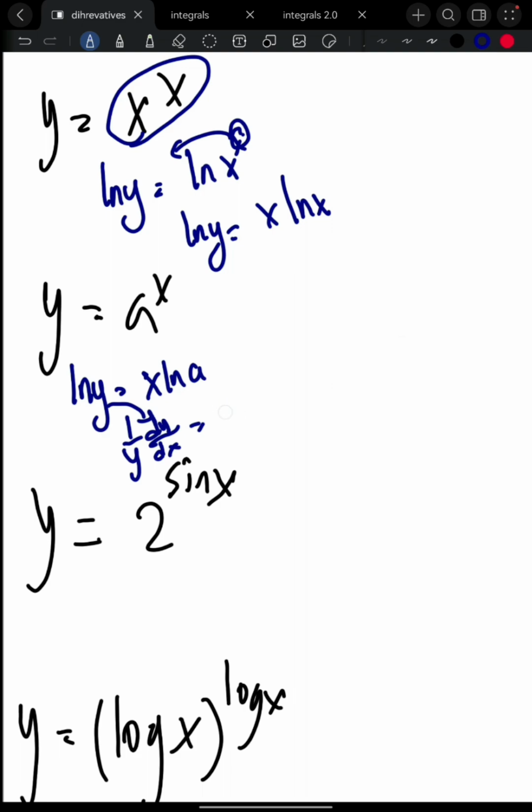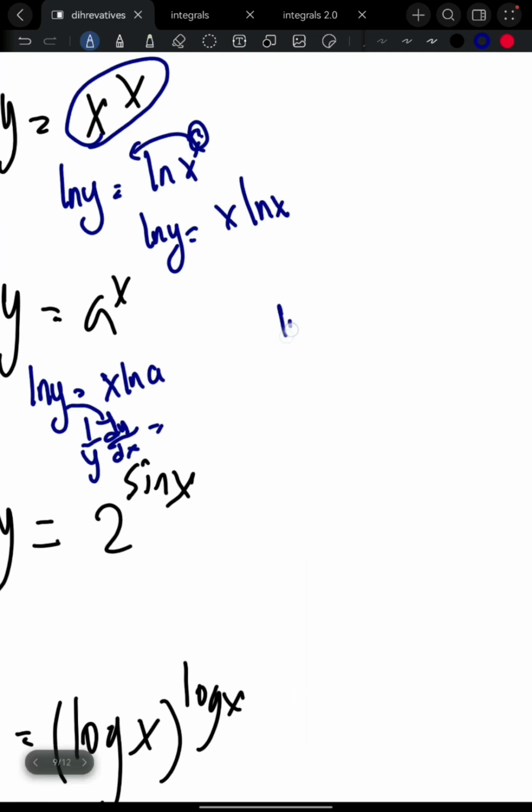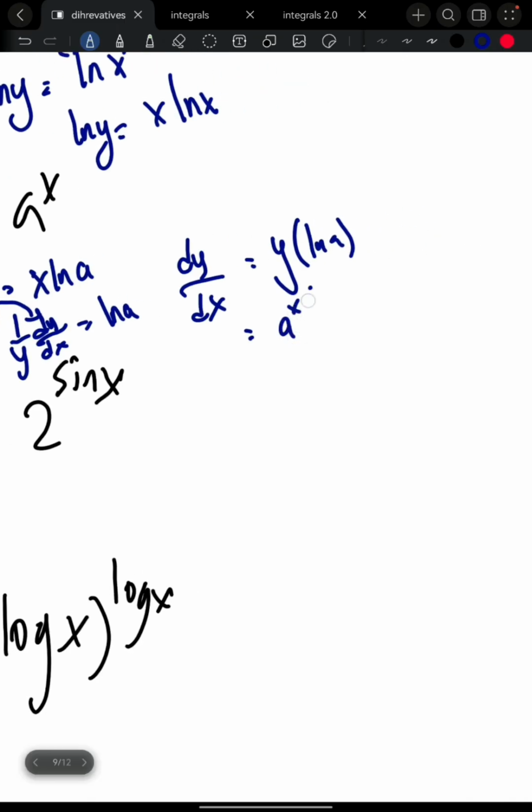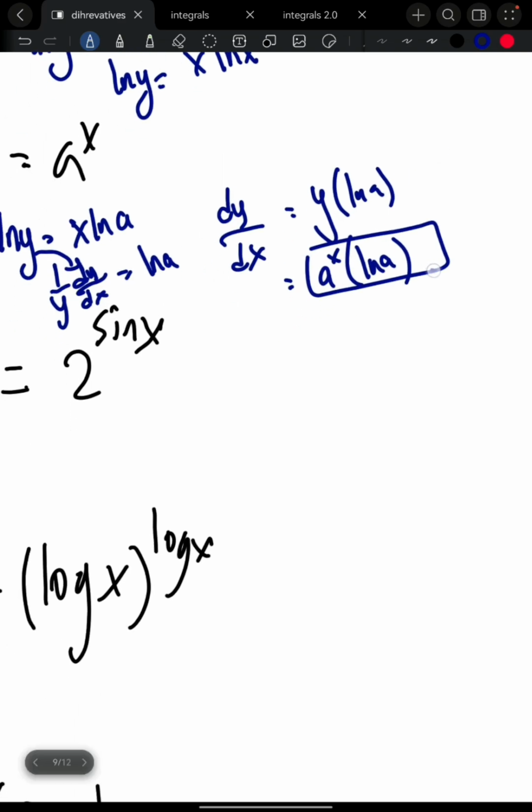What's the derivative of x ln a? Don't forget, ln a, or log e of a, is just a constant, right? So you can bring it out. So it's gonna be ln of a, because the derivative of x ln a is just ln of a. So you get dy by dx is equal to y times ln of a, which is just a to the x times ln of a. So that's the answer, like we said before.